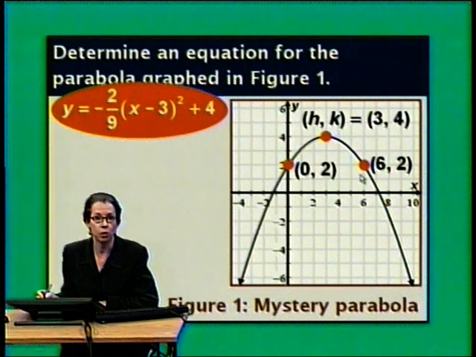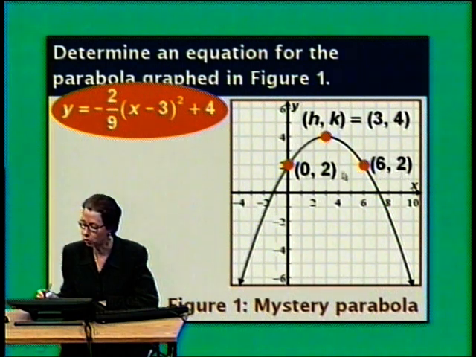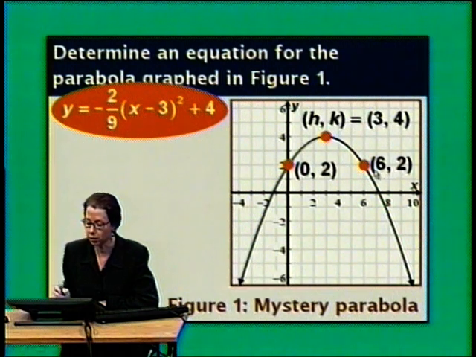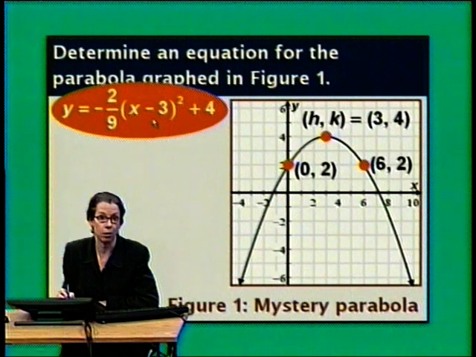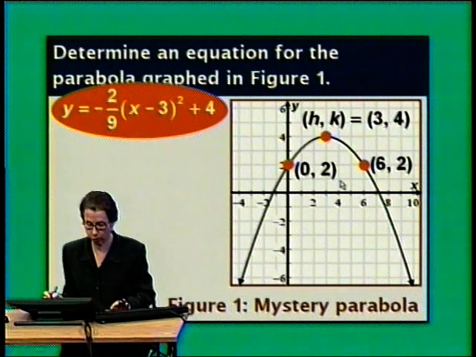One of the things we should notice here is that we're getting a y coordinate of 2 in both situations. And then when x equals either 0 or 6, I'm going to end up with 9 here. 0 minus 3 squared is 9, and 6 minus 3 squared is 9. So I'm just going to check one of these 2 points.